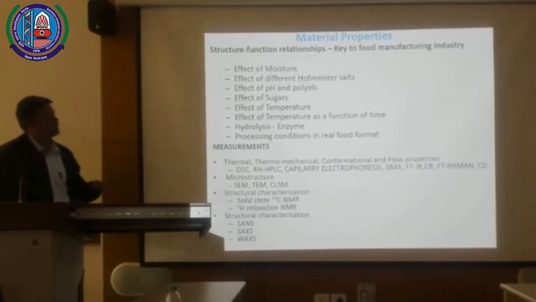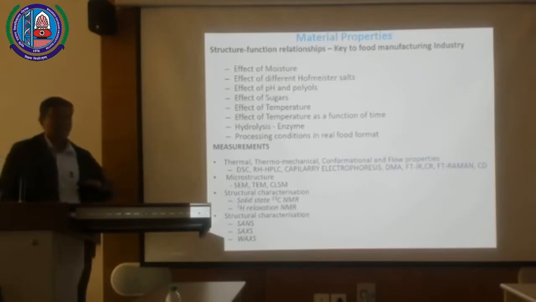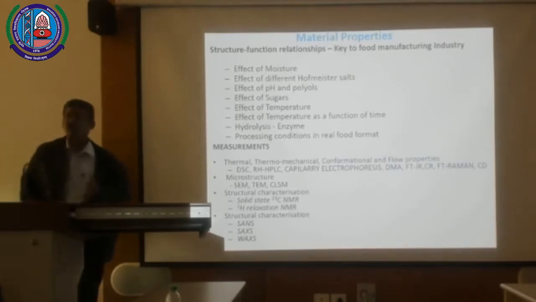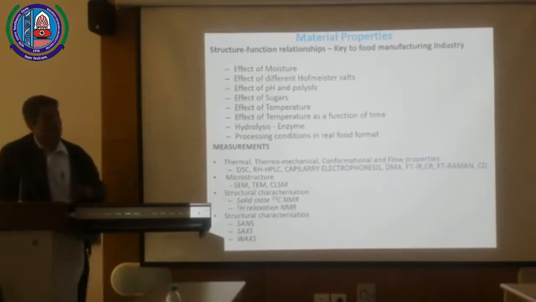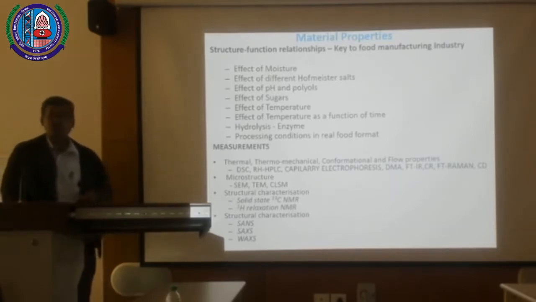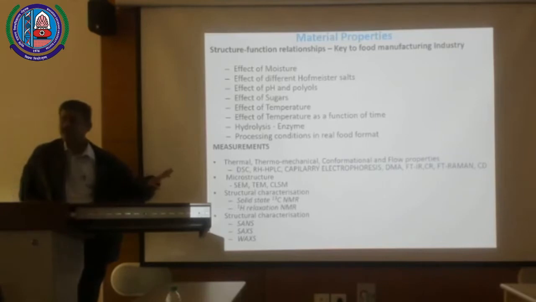Effect of sugars: nowadays processing conditions are such that people ask how much sugar is in that. Sugar may be simple sugar or complex sugar. So these are the effects of that. Then the effect of temperature. We already discussed some of the classical examples of how denaturation occurs at a certain temperature. It means you process the food, and that's why it's overcooked. This means you have denatured it.